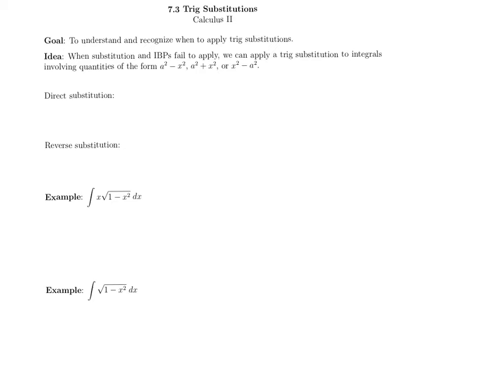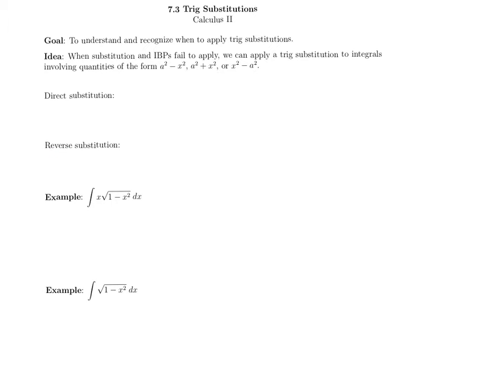In terms of trig substitutions, we're going to be looking at our integrand for quantities of the form a squared minus x squared, a squared plus x squared, or x squared minus a squared, where we're not able to apply our previous methods. So substitution and integration by parts would not be able to help us solve the integral. Now, a trig substitution is a specific type of substitution which I would describe as being a reverse substitution.